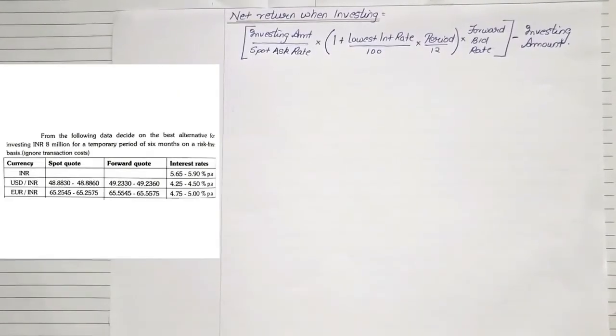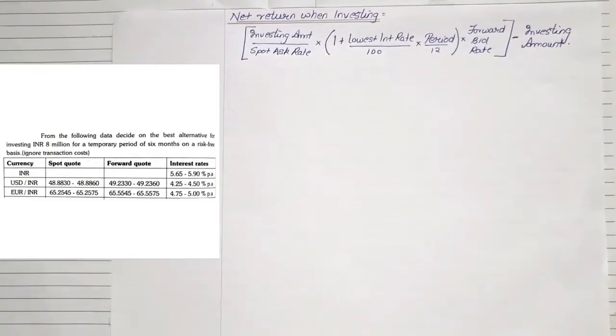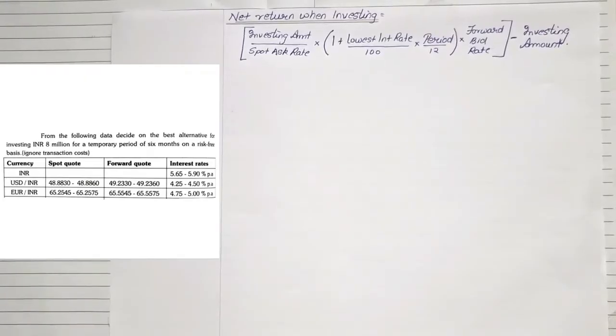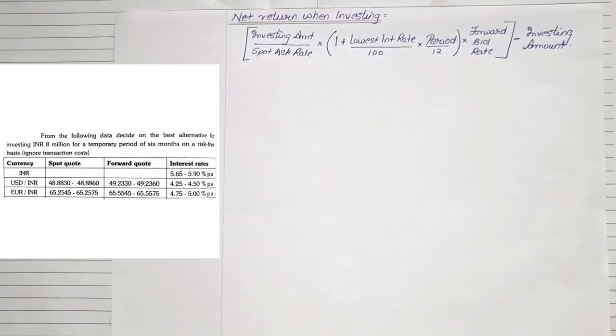Now let us see how to solve a sum when various options are given, and they ask you which is the best alternative investment option. From the following data, decide on the best alternative for investing INR 8 million, 80 lakhs, for a temporary period of 6 months on a risk-free basis. They are giving you INR, USD, and Euro.